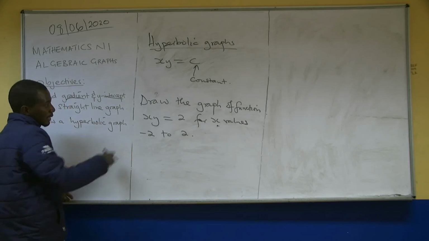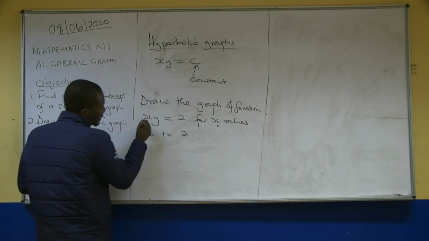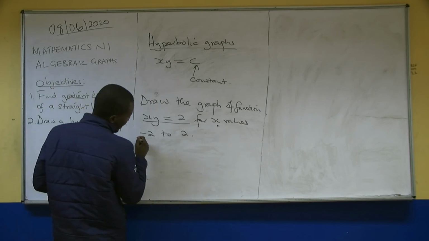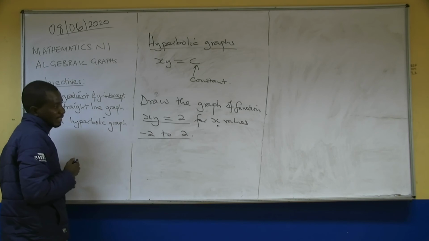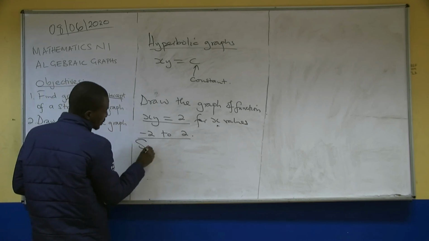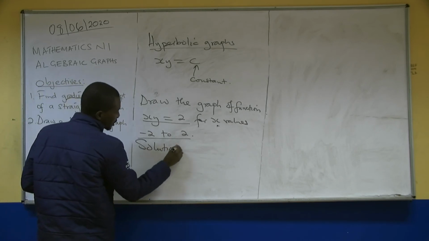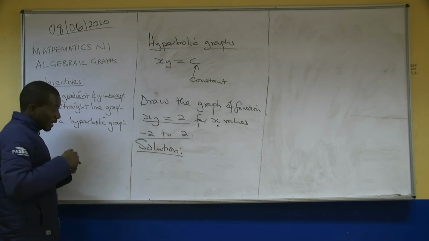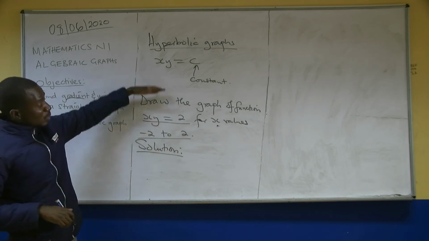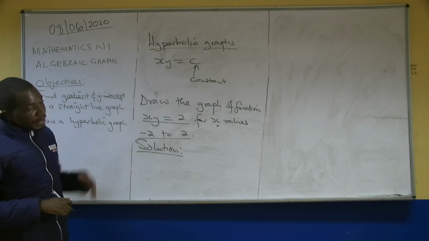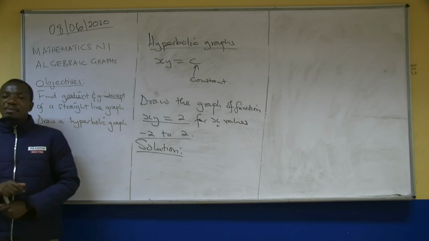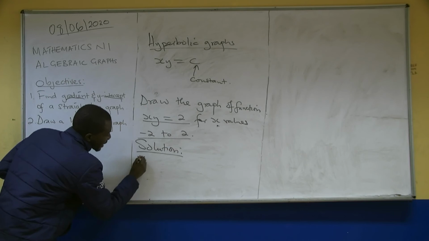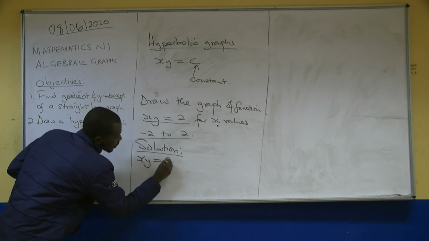So by the time you finish answering this question, you should be able to view what a hyperbolic graph is. So the graph is xy is equal to 2. But the values of x for that graph should start from minus 2 and end at 2. So this is how we draw the graph. I'll write the solution here. Please note, no one has said you should construct a table, but there is no way you are going to draw that graph without a table of values.